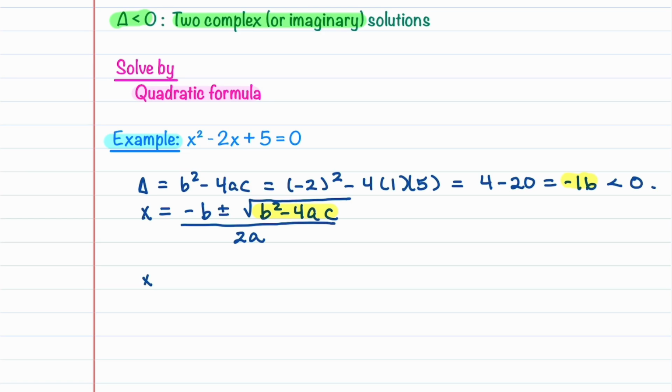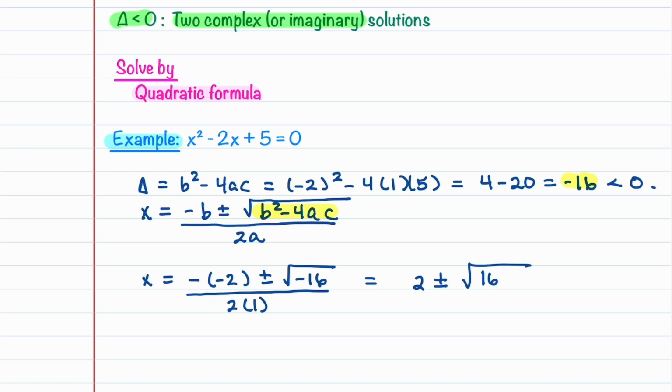So here we go. X is equal to negative b, so that's minus a negative 2. Watch out with those negatives. Plus or minus the square root, and we're going to plug in minus 16, and then we're going to divide this all by 2 times a, which is 1. Let's now simplify this. This is 2 plus or minus, and what we're going to do here is split up the square root of minus 16, and write it as 16 times minus 1, and then in the denominator we have a 2.